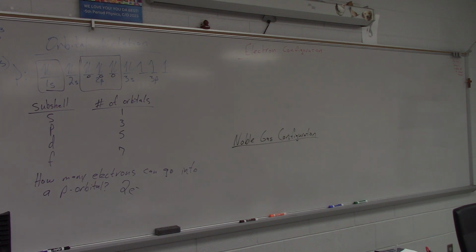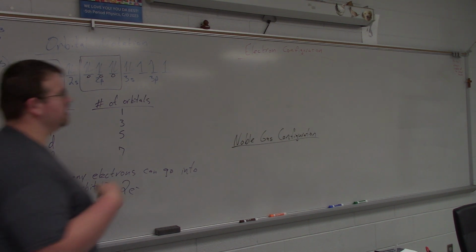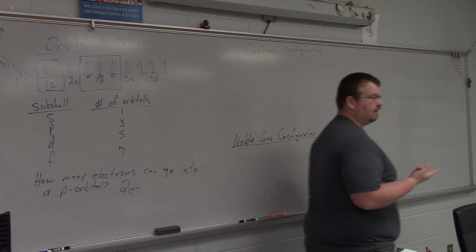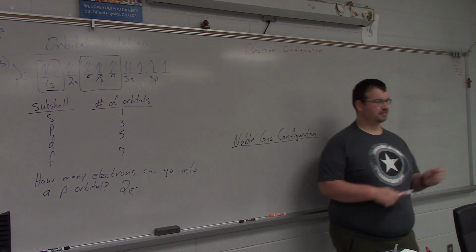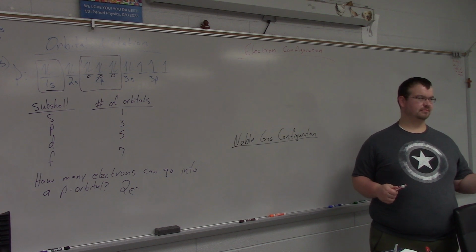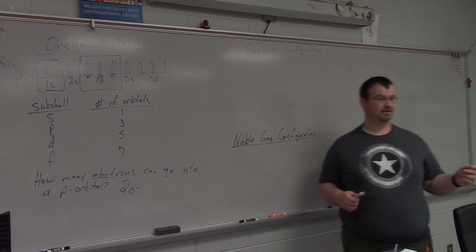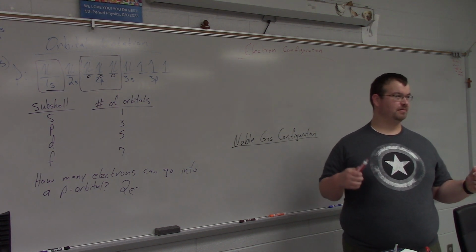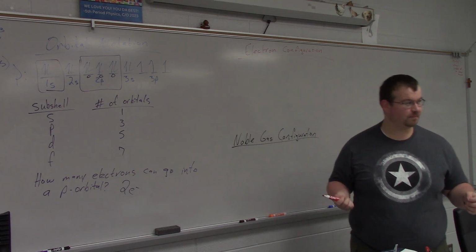Okay, so let's look at it this way. Let's do an electron configuration, and let's do it for carbon. X marks the spot. Now, electron configuration. What's the difference between orbital notation and electron configuration? It has no arrows and no underscores. That's right.